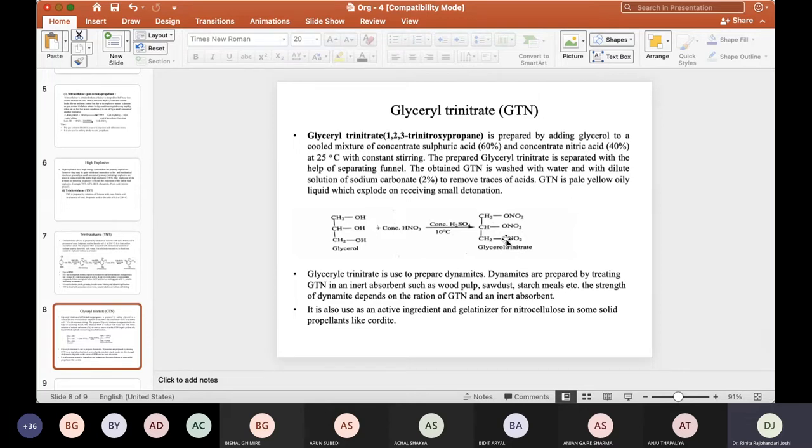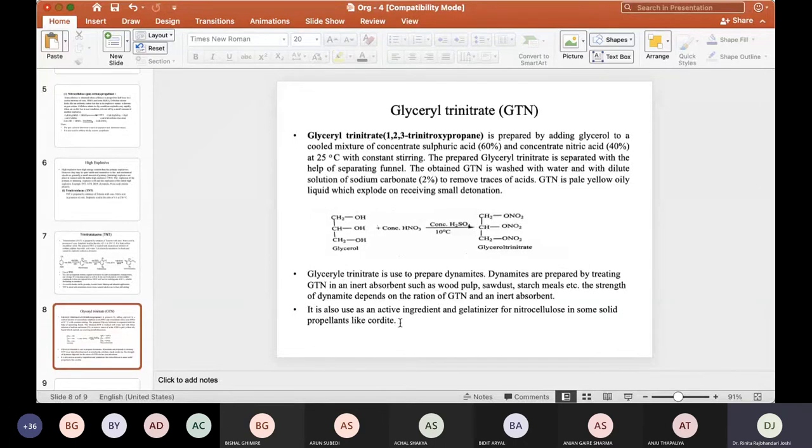With a little movement there can be detonation, so it must be handled carefully. Its use is that glycerol trinitrate is used to prepare dynamite. Dynamites are prepared by treating GTN in an inert absorbent such as wood pulp, sawdust, or starch meal. The strength of the dynamite depends on the ratio of GTN to absorbent. It is very unstable, and it is used for preparing dynamites. Sawdust is what is left after removing the grains. Potassium nitrate is also added to make it of the required strength.